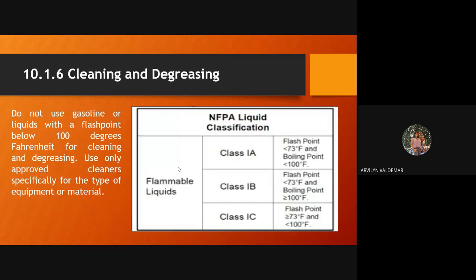Next is cleaning and degreasing. Do not use gasoline or liquids with a flash point below 100 degrees Fahrenheit for cleaning and degreasing. Use only approved cleaners, especially for the type of equipment and material. So ito po yung example table na mga classes po na pwedeng gamitin. Included po yung flashpoint. Okay.